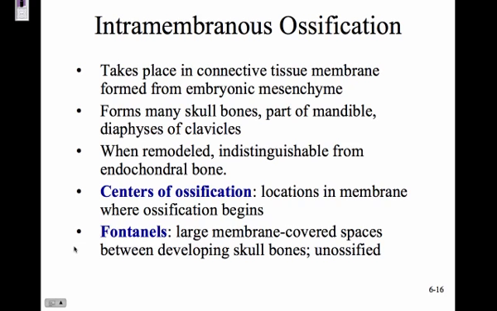Intramembranous ossification takes place in the connective tissue, part of the mandible, the skull bones, and the diaphysis of the clavicles. And there are centers of ossification, the little areas where the ossification actually takes place, and then it would spread from there.